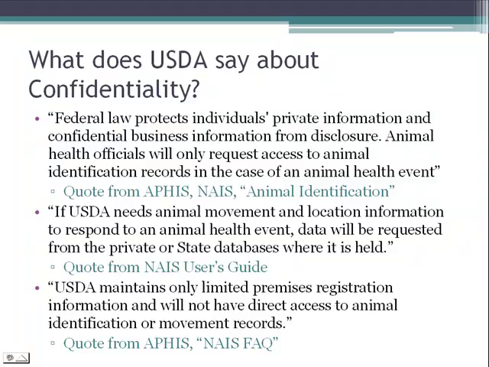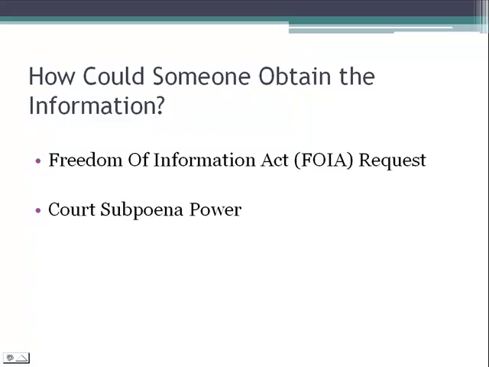So, in general, there are 2 different ways that people can obtain information from the federal government. The first is through a FOIA request, and I'm sure Pam knows a lot about that. And the second is through a court subpoena. And that's a little bit different, and we'll talk about it in depth a little bit more in a minute.